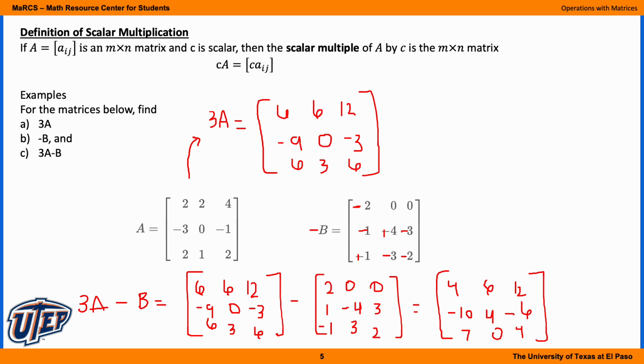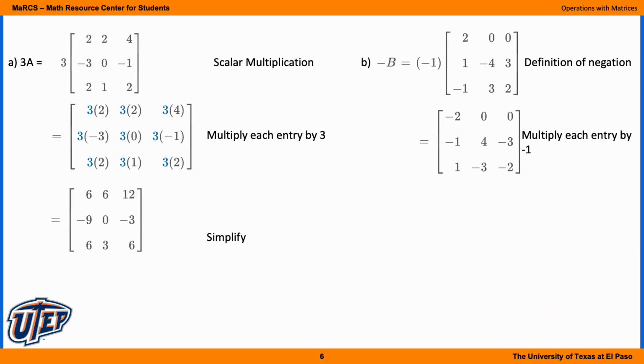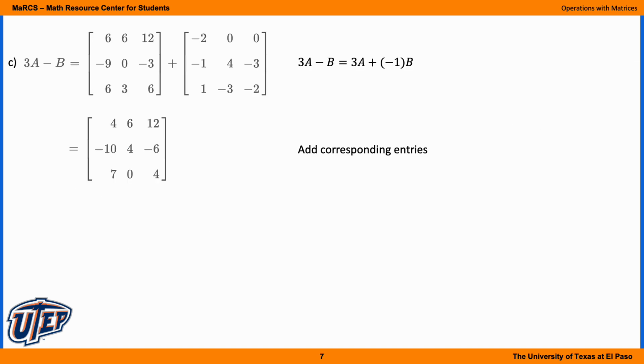So I rewrote all the matrices so it's easier to follow. So first I have 3A minus B. So I kept the B positive and the minus on the outside, so you can just distribute the negative sign. And this is the resulting matrix. So here are the steps and the solutions to the examples that we just worked through.